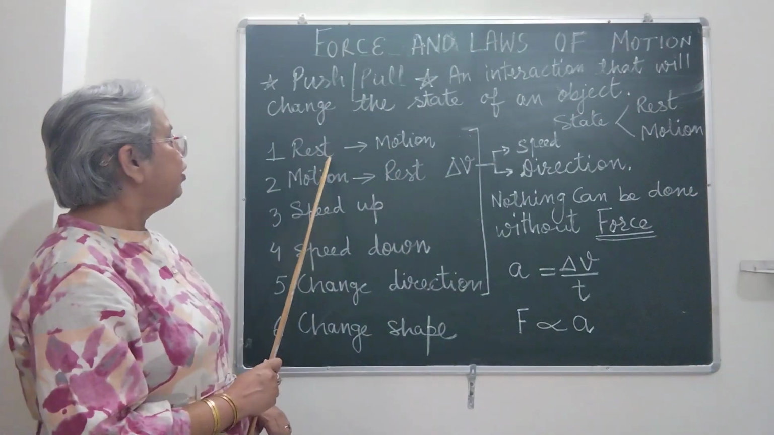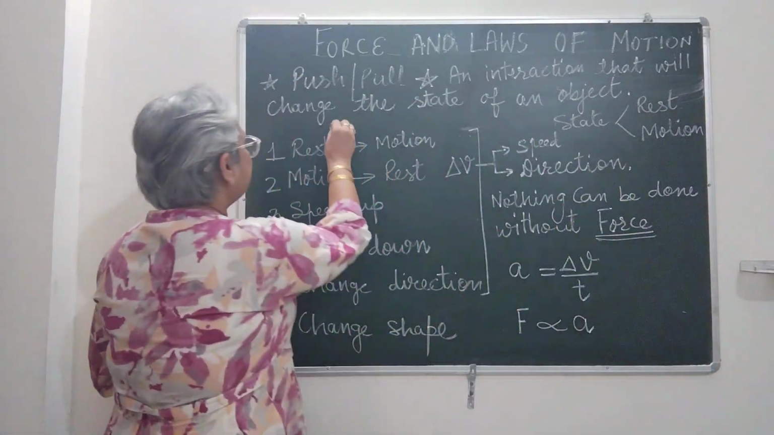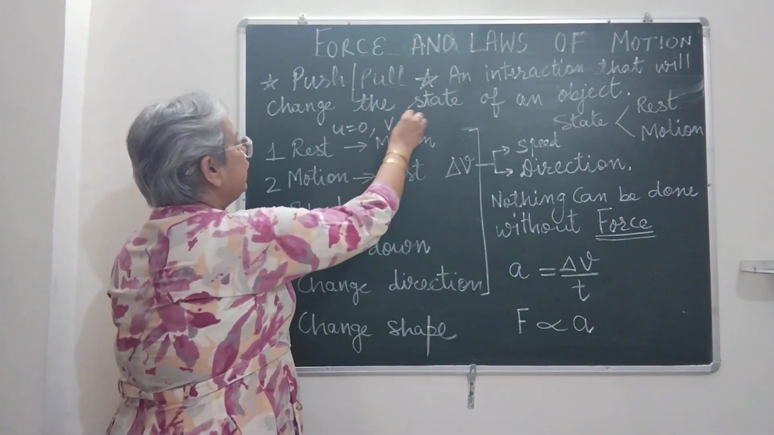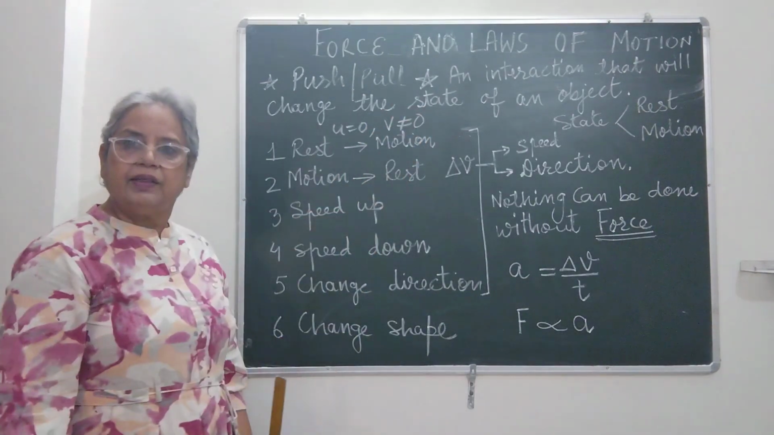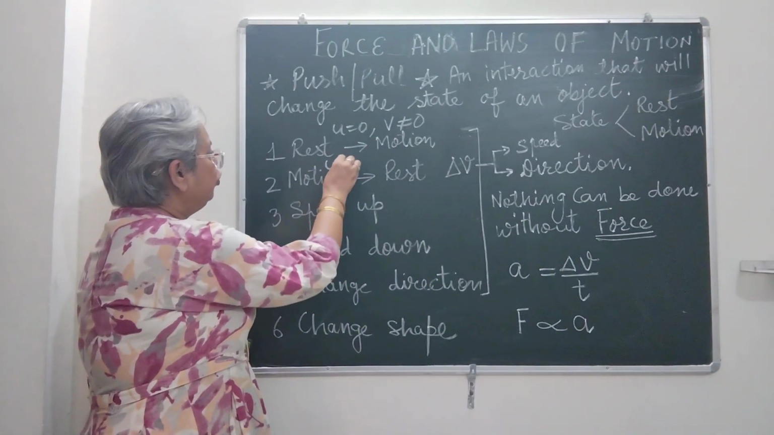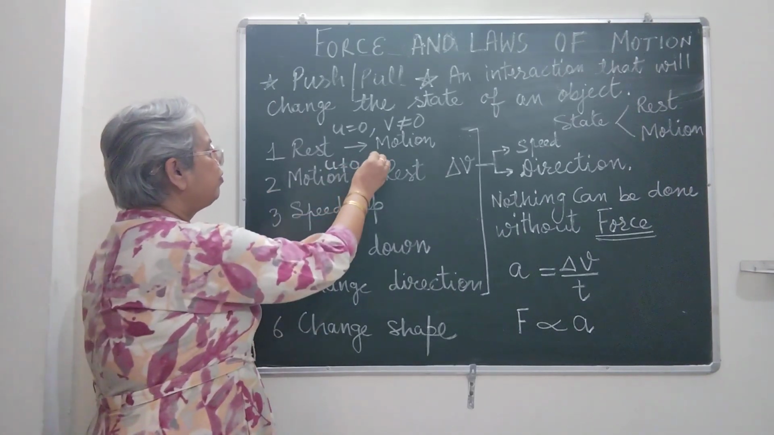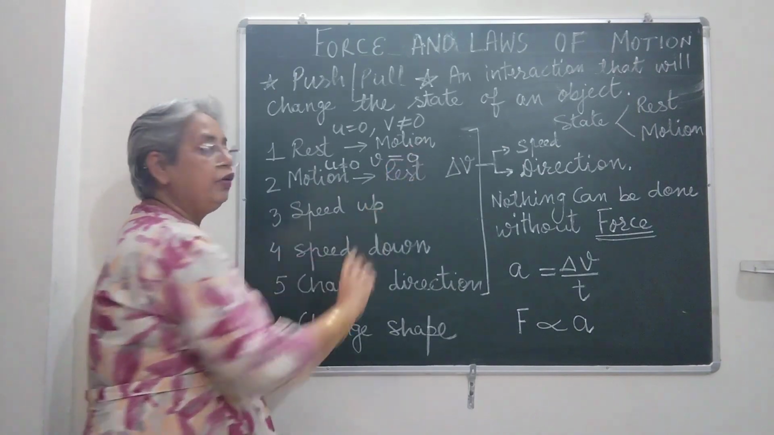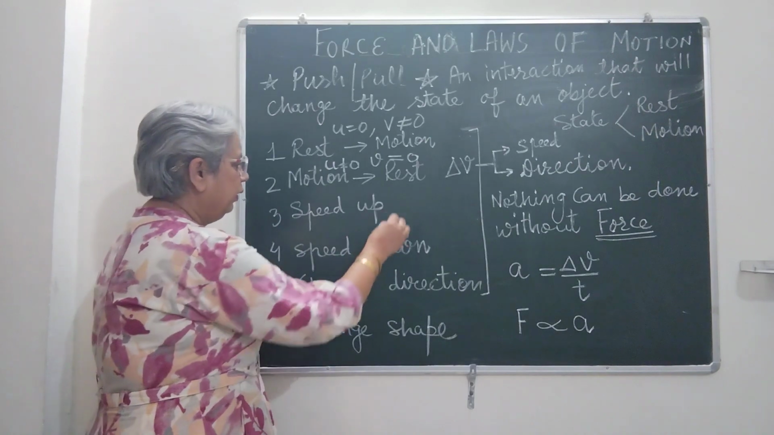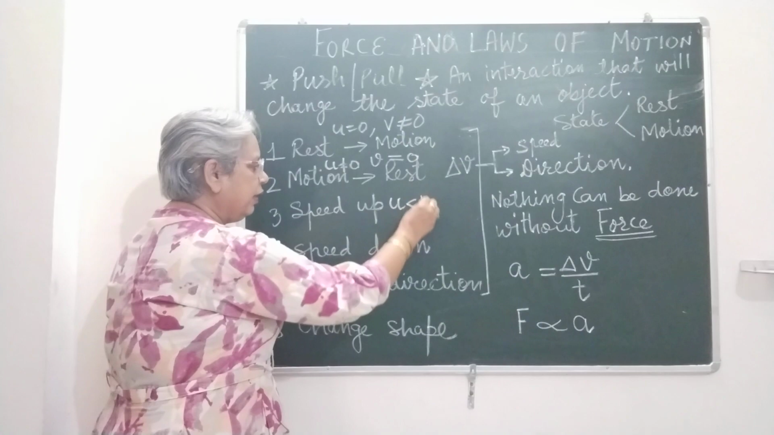Right? Now, if it was at rest, then u was 0. Applying force, v becomes non-zero. Right? Change with time. Then motion, u was non-zero. Applied brakes, v becomes 0 with time. So, change in velocity. Speed up. So, u is less than v.